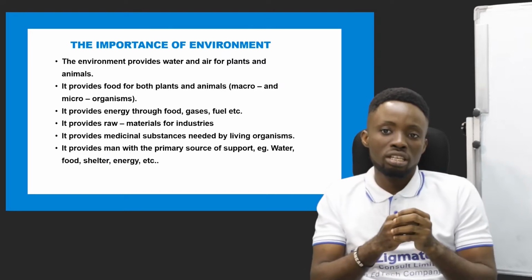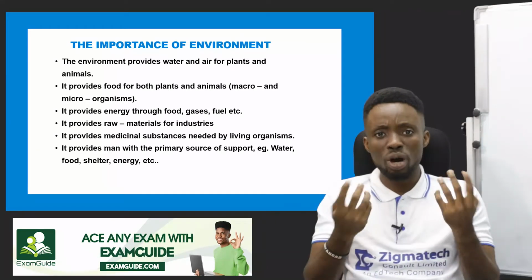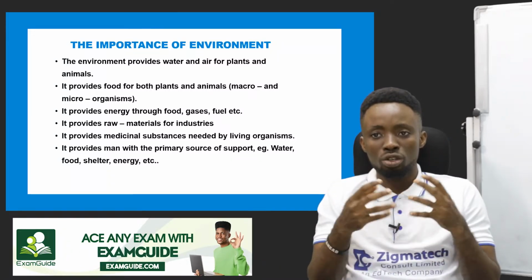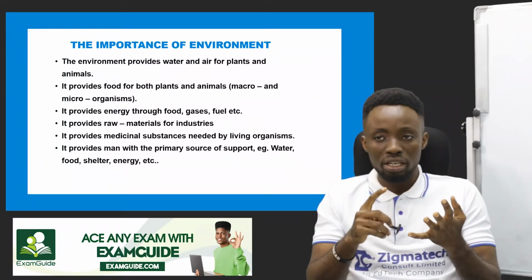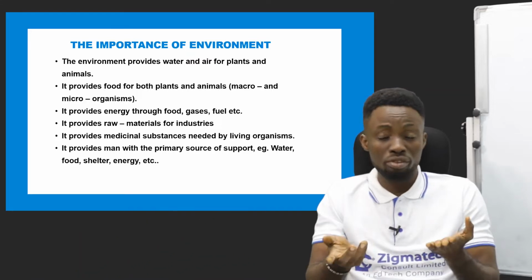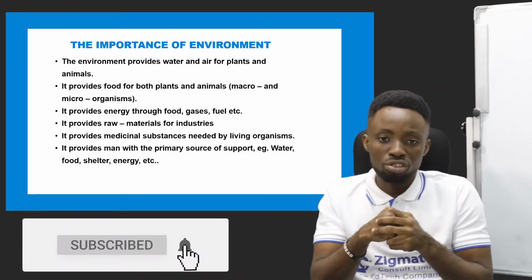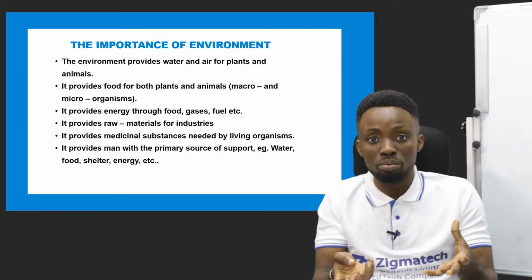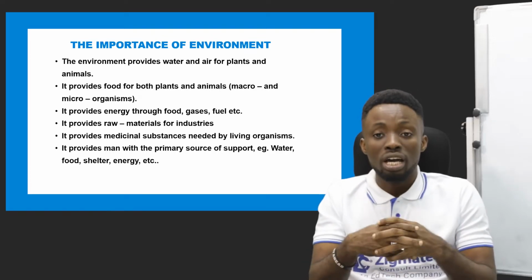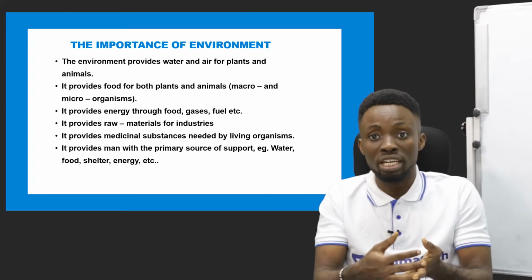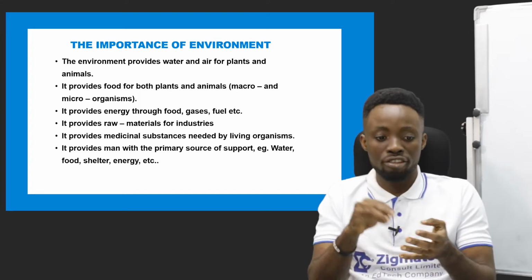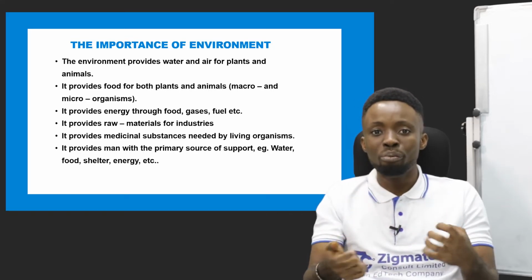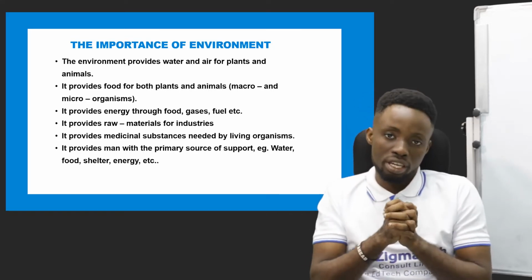So let's look at the importance of our environment. Why is our environment important? Now, the first one is that our environment provides water and air for plants and animals. Like I previously said in the previous topics when we talked about the solar system, you see that the Earth is actually the only planet that supports living. And that is to say that the environment in planet Earth supports life by providing water and providing air for the biotic component of the environment.